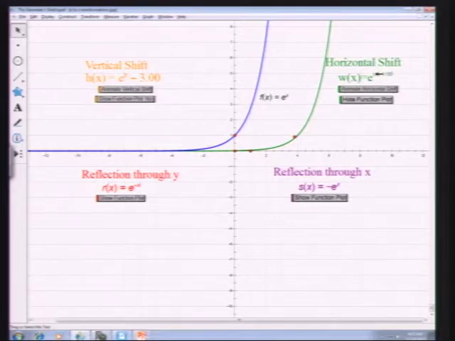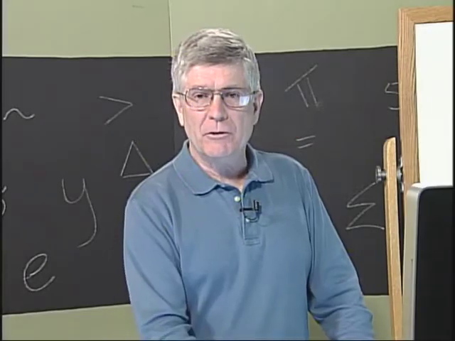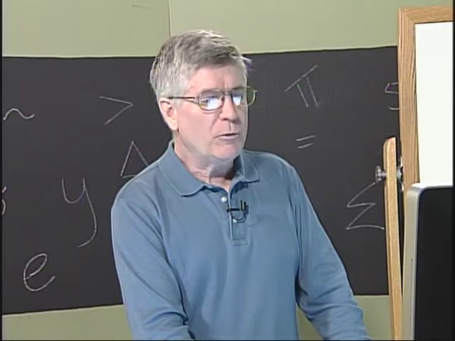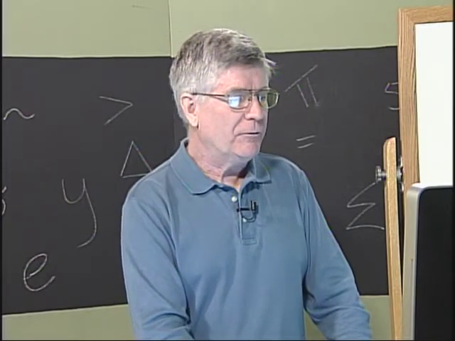We have a horizontal shift because our 4 is being added in the exponent, and our point on f of x equals e to the x, which is (0, 1), that reference point, is now shifted 1, 2, 3, 4 places to the right. So we've seen a horizontal shift is affecting x, and it goes in the opposite direction of the number that we've been looking at. Now let's look at what happens if we reflect our function.